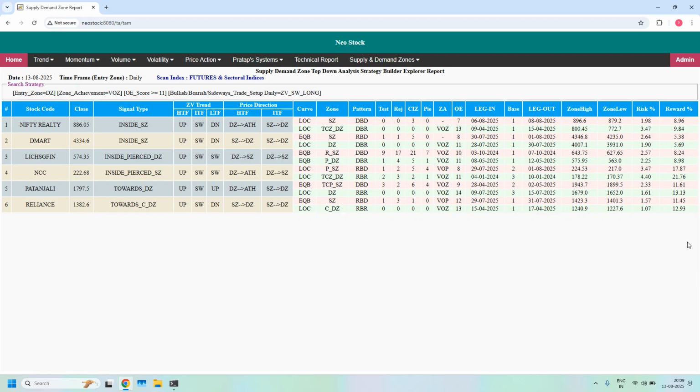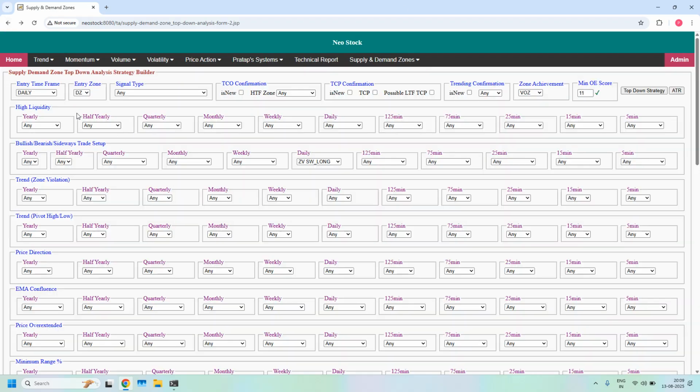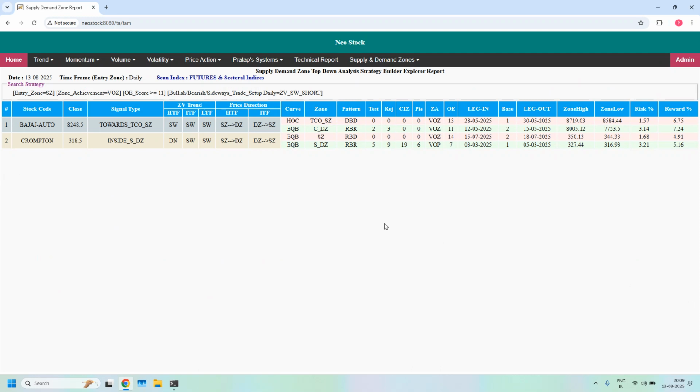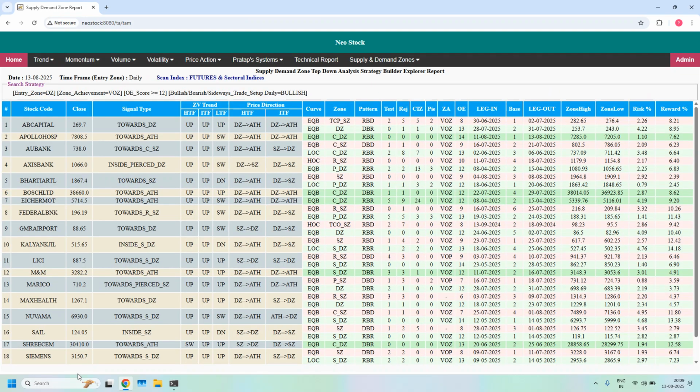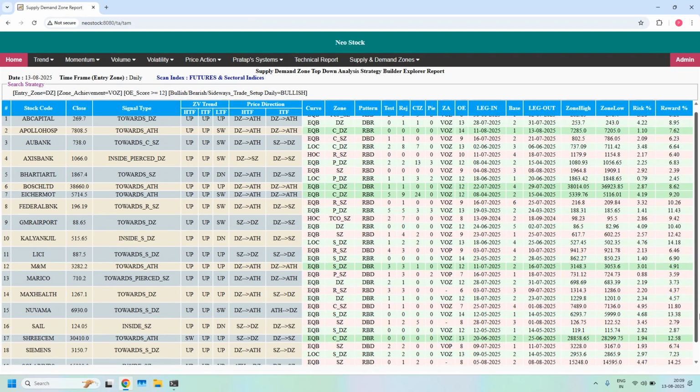Okay, next, sideways short trade setup for monthly income trade, daily supply zone and sideways short. We got 2 stocks. Entry time frame zones are daily supply zones. Okay, next, bullish trade setup for monthly income trade, daily demand zone, here bullish, and also minimum odd enhancer score should be 12. So total we got 20 stocks.